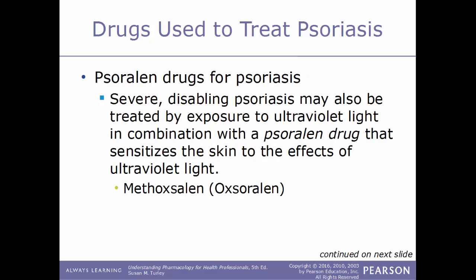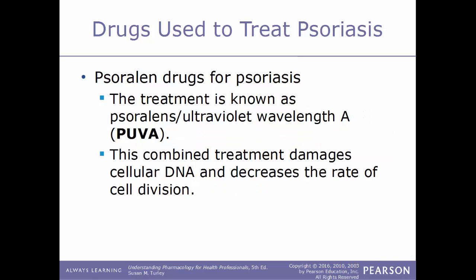Another type of drug used to treat psoriasis are psoralen drugs. Now, severe disabling psoriasis may also be treated with exposure to ultraviolet light, in combination with a psoralen drug that's used to sensitize the skin to the effects of ultraviolet light. An example of this kind of drug would include methoxsalen, also known by its brand name of Oxsoralen. Now, this kind of treatment is known as PUVA, psoralens and ultraviolet wavelength A, PUVA. And this combined treatment damages cellular DNA and also will decrease the rate of cell division.